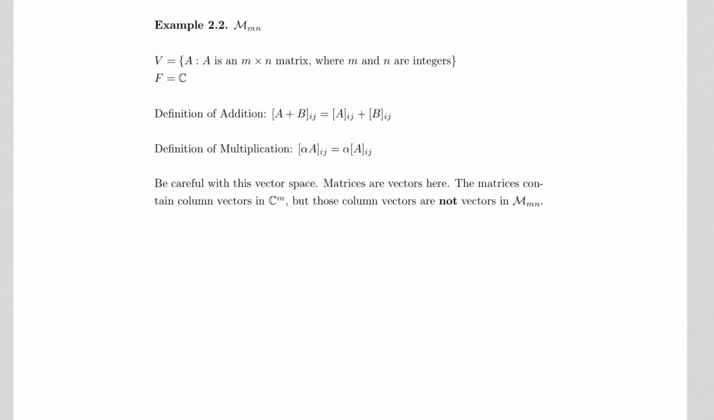We define the sum of two matrices using this notation that we saw before. This means the number in row i, column j of the sum matrix A plus B, this new matrix, is the sum of the number in row i, column j of the matrix A and the number in row i, column j of the matrix B. Likewise, for the product of a scalar alpha times the matrix A, the number in row i, position j of that new matrix is equal to the scalar alpha times the number in row i and position j of the matrix A.